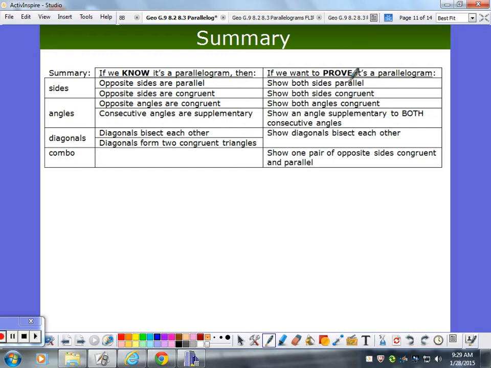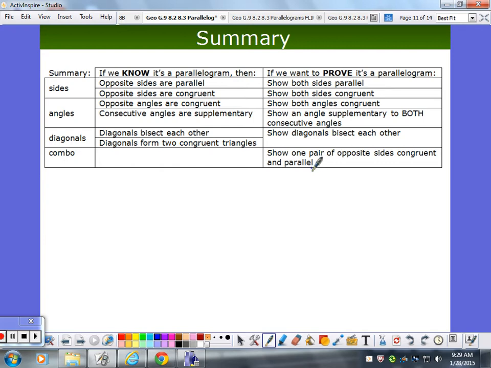Well, if you can show both sets of sides are parallel, or both sets of sides are congruent, or both sets of angles are congruent, you will have a parallelogram. If you show that the consecutive angles are supplementary all the way around, then you have a parallelogram. If you can show the diagonals bisect each other, then you have a parallelogram.